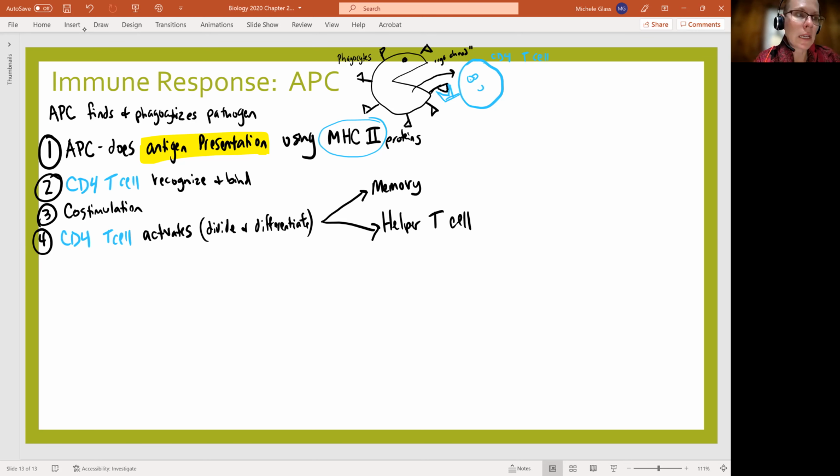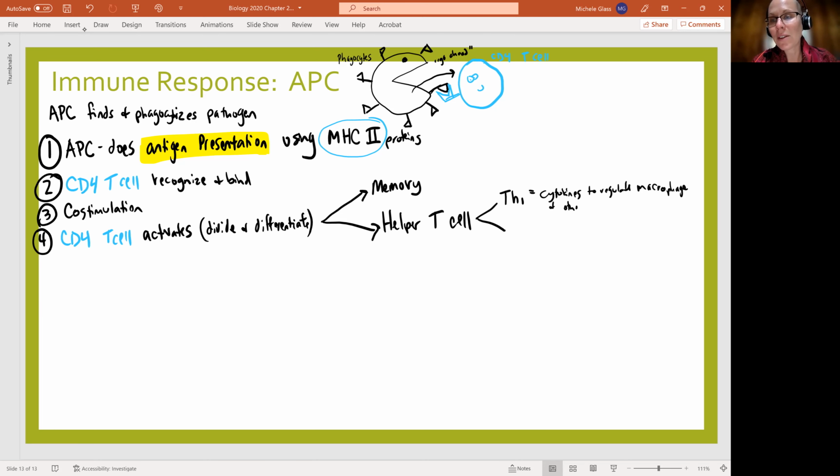And you can abbreviate this with a capital T and a lowercase h. And what we'll actually see is there's two types of helper T cells. So now I'm going to use my abbreviation, big T, little h1. That's a helper 1 T cell. These are going to release cytokines to help regulate macrophage. Remember, macrophage is going to be one of our professional APC cells and other T cells.